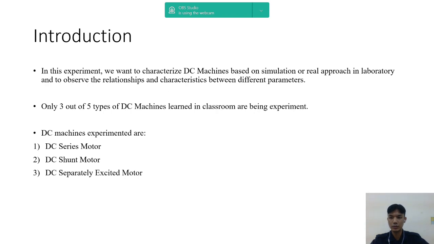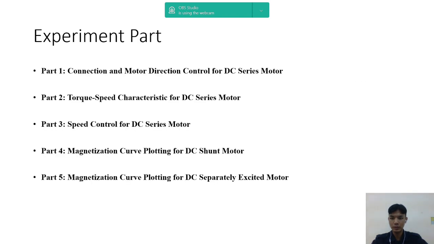Okay, introduction. In this experiment, we want to characterize DC machine based on simulation or real approach in laboratory and to observe the relationships and characteristics between different parameters. Only 3 out of 5 types of DC machines learned in classroom are being experimented. DC machines experimented are 1. DC series motor, 2. DC shunt motor, 3. DC separately excited motor.